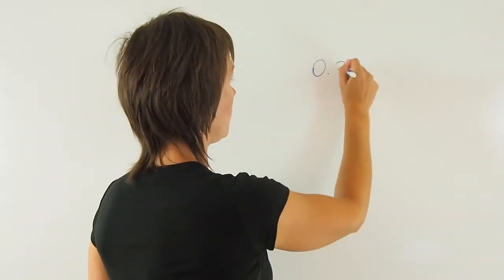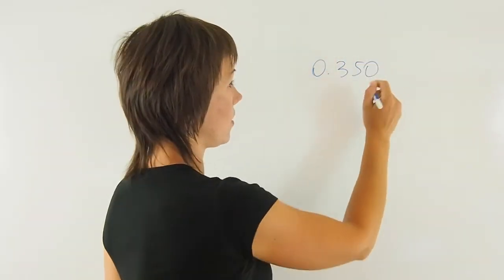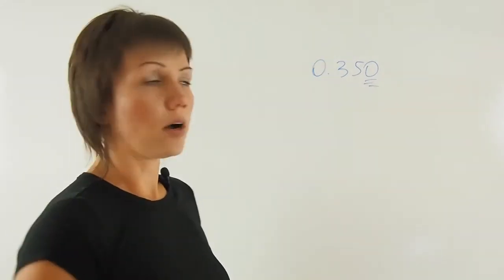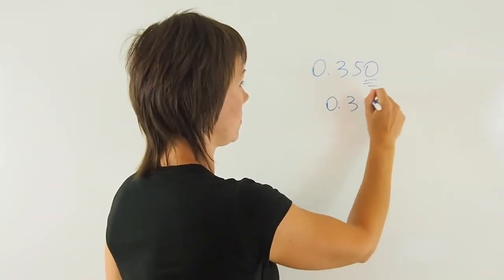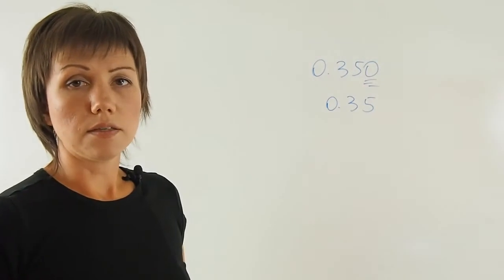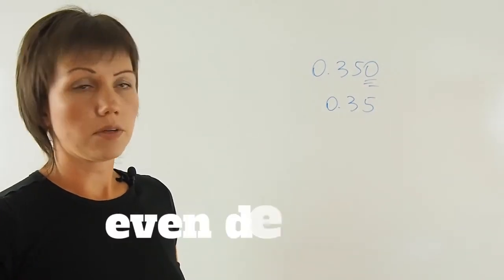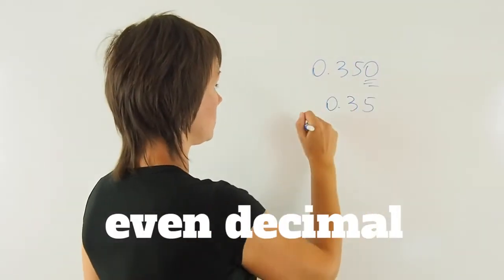If a decimal ends in 0, then a 0 can be dropped. For example, if you have 0.350, then this can be dropped and you can just record it as 0.35. If a decimal ends in 0, it's called an even decimal.